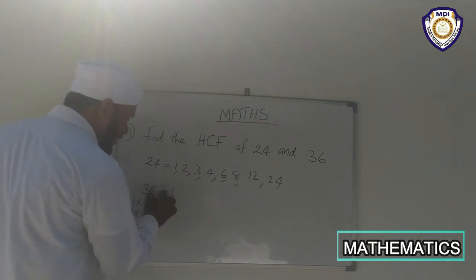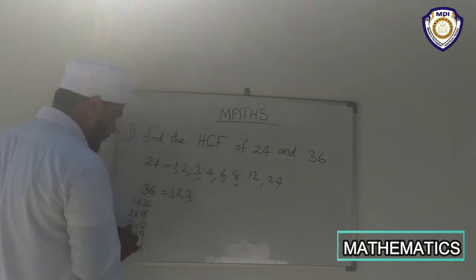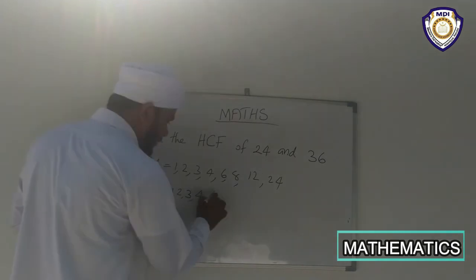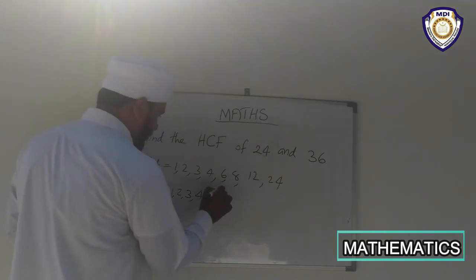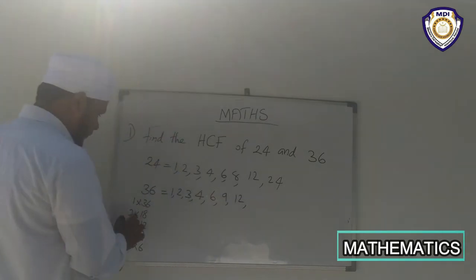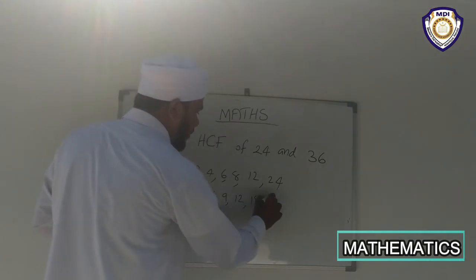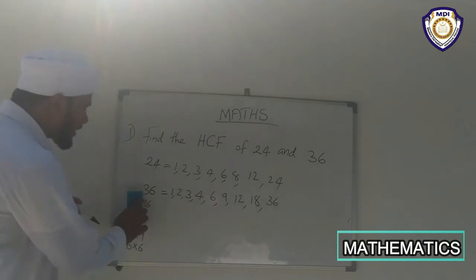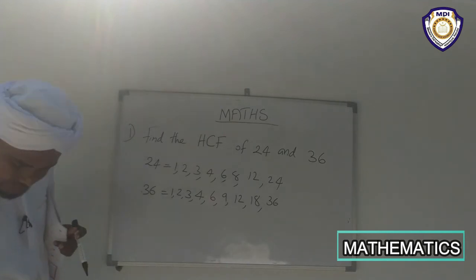Then we can write in ascending order 1, 2, 3, 4, now 5, 6, then 9, 12, 18, 36. Okay, these are the factors of 36.